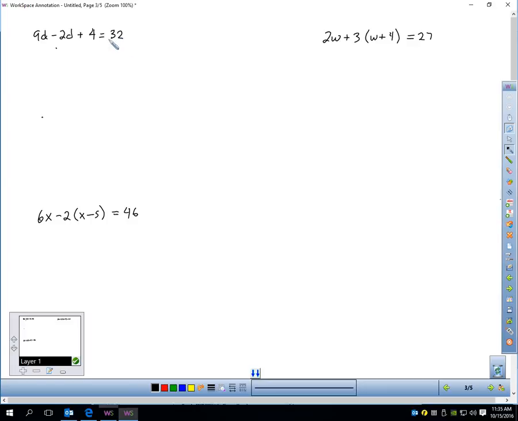The first step we should look to simplify. Well, do you notice I have like terms here? So 9d plus negative 2d is 7d. I have 7d plus 4 equals 32.